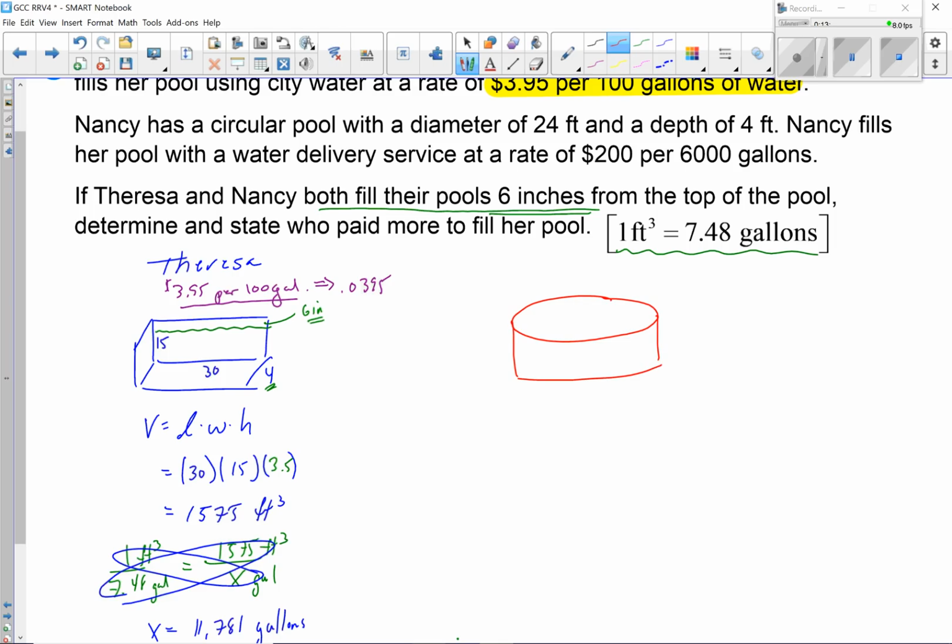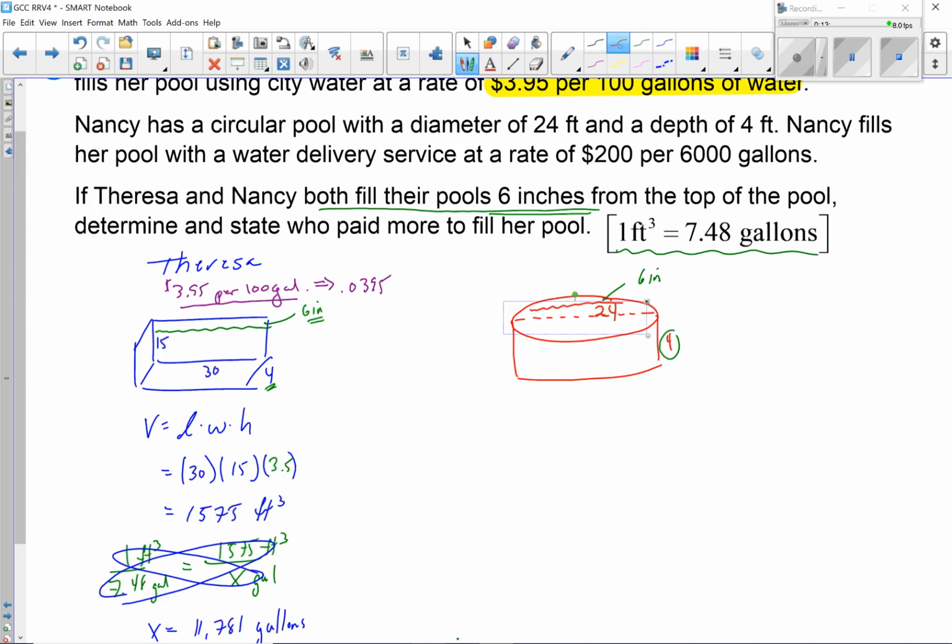All right, so that's a cylinder. It tells me that we have a diameter, so be careful. We got a diameter of 24 and a depth of 4 feet. Once again, she's got a water line here as well, and that water line is, again, 6 inches below the top. So once again, same thing here. That height, when we go to calculate, is actually not 4. It's going to be 3.5 again.